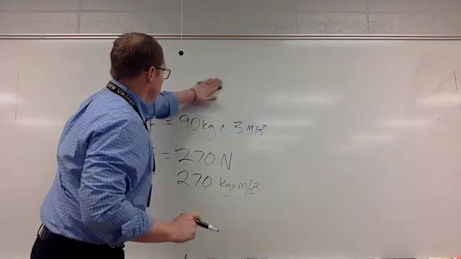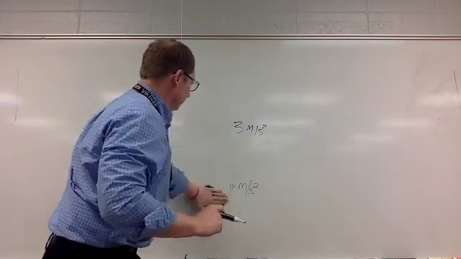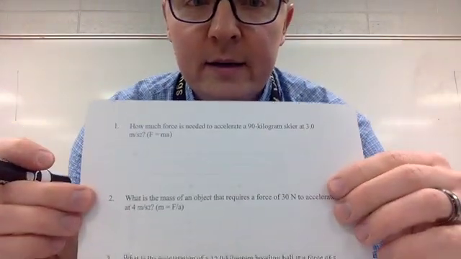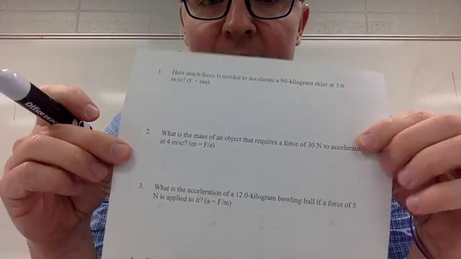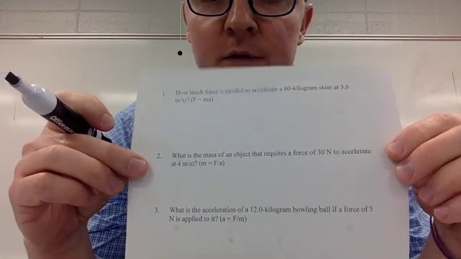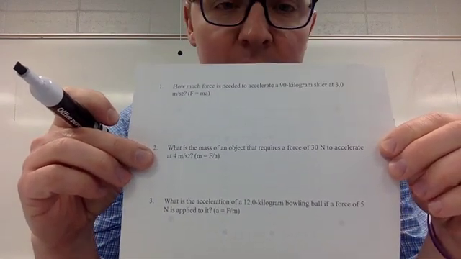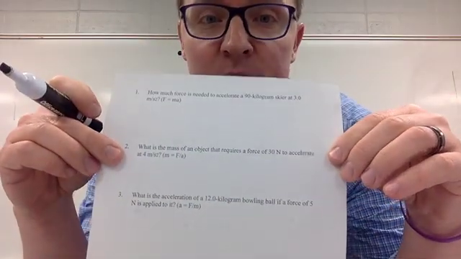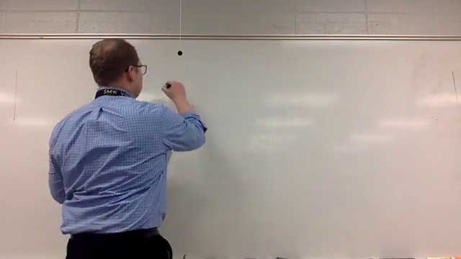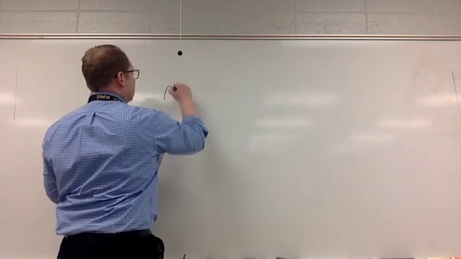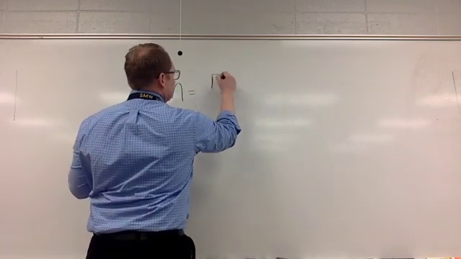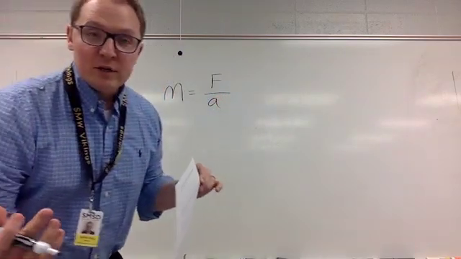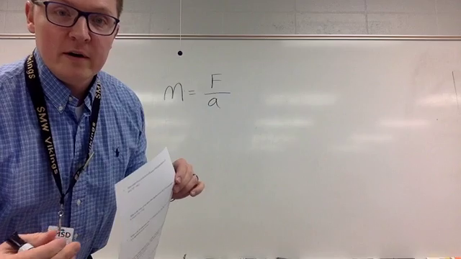Let's move on to question number 2. Question number 2 states right here, what is the mass of an object that requires a force of 30 newtons in order to accelerate at 4 meters per second squared? Well, what do they want us to solve for? In this one, it's mass. So we write Newton's second law, but in this case, we're solving for mass. So it's force divided by acceleration. It's the same equation, it's just rearranged to solve for a different variable.